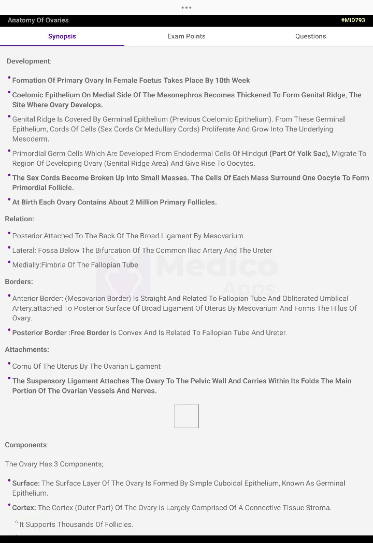The cords become broken up into small masses. The cells of each mass surround one oocyte to form the primordial follicle. At birth, each ovary contains about 2 million primary follicles.